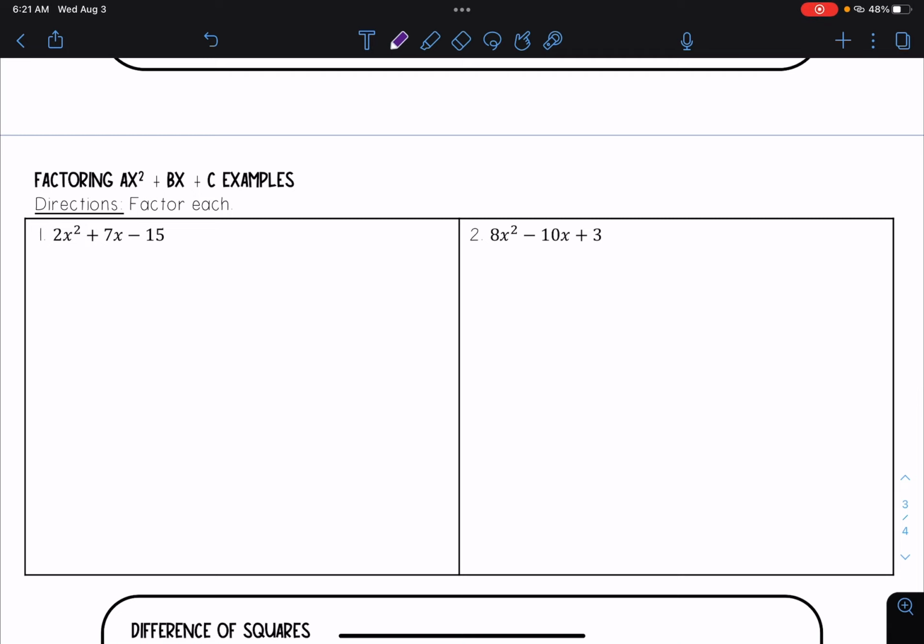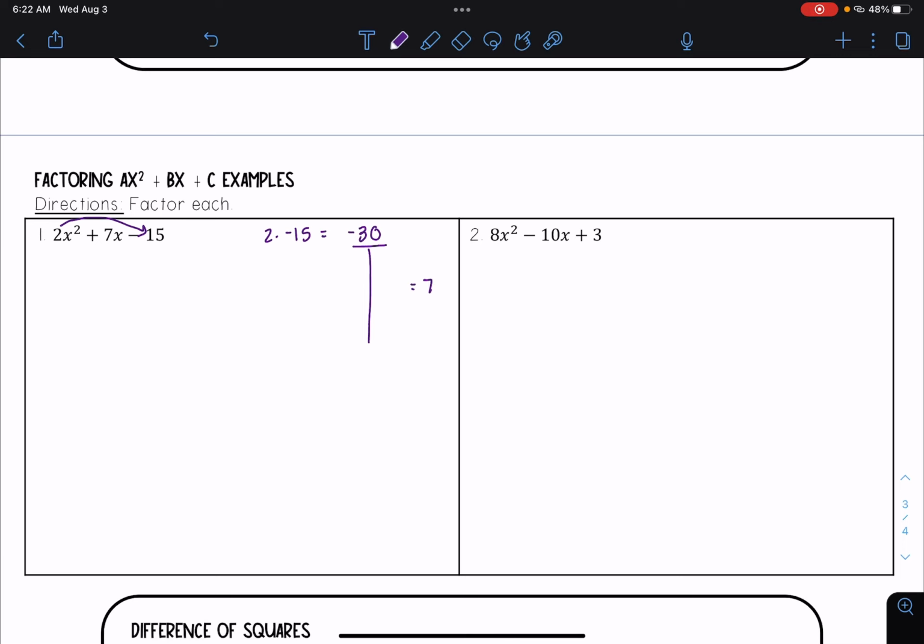So first I have 2x squared plus 7x minus 15. Looking at that, I see I don't have a GCF because 2 can't go into 7 or 15. They don't all share an x. So I'm going to move on to step 2, and that says to find factors of AC that add to b. So I'm going to multiply 2 times negative 15 to get negative 30, so that's my AC. And I'm looking to see what factors of negative 30 add to equal 7.